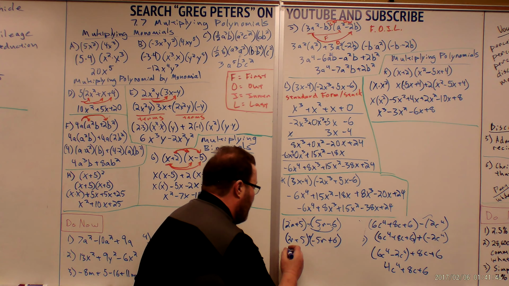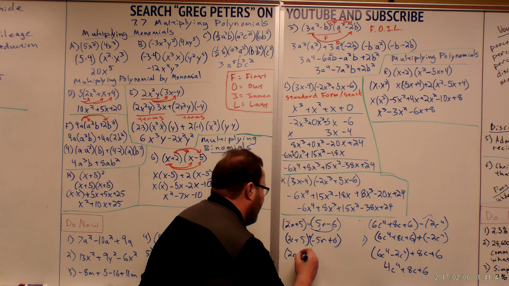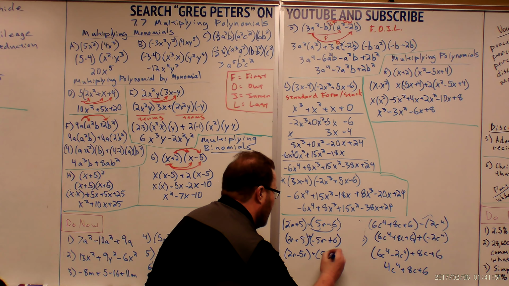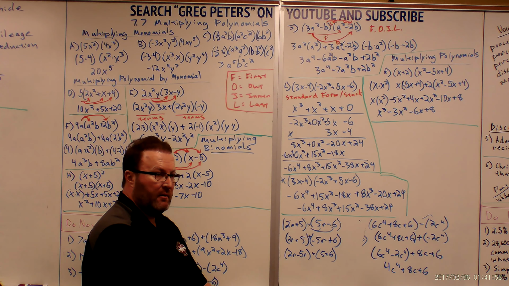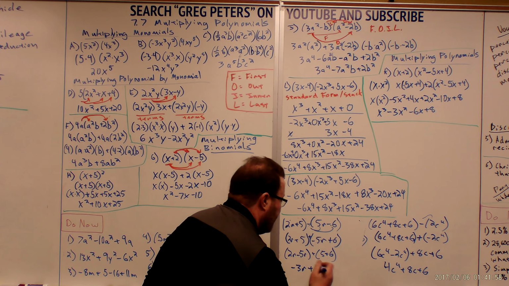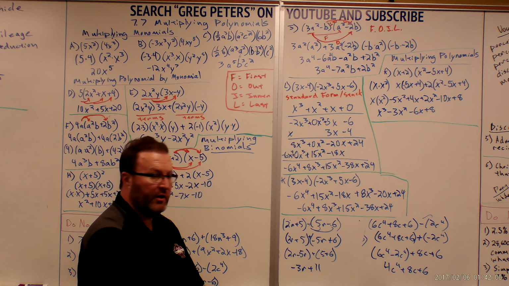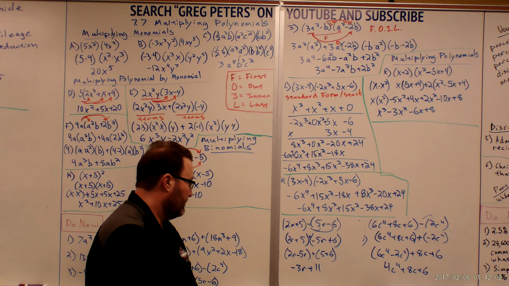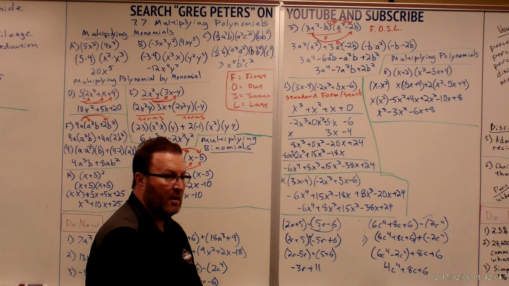So we're going to put our r's together: 2r minus 5r in parentheses. And then we're going to have our numbers, 5 plus 6. And then we solve it. Minus 3r plus 11. We're done. Any questions?